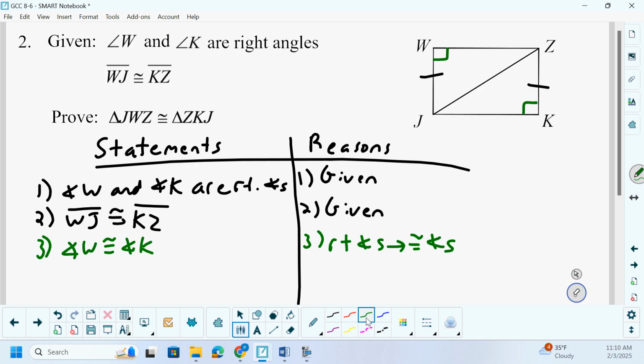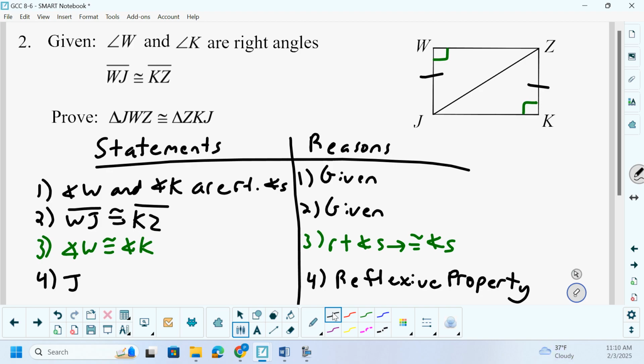And we only have two things right now. We have an angle and a side, but notice they're sharing JZ. So we can do a reflexive property. And we'll have JZ congruent to JZ. And we'll mark that up with an X in our picture.